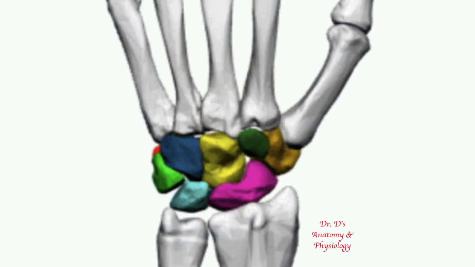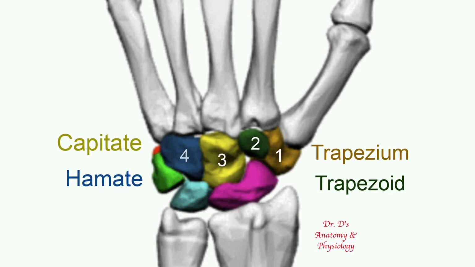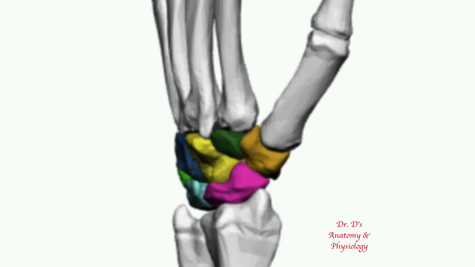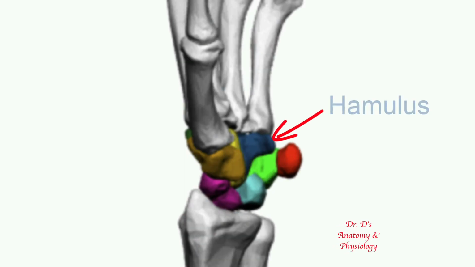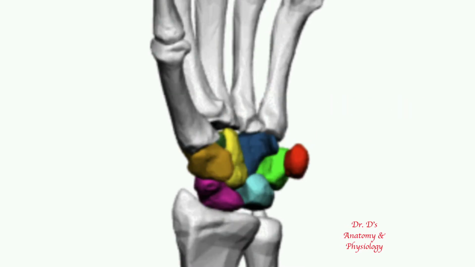Finally, the last bone in the distal row is called a hamate. Hamate means like a hook. If we turn the hand around and look at the anterior side of the bone, there is a process that looks like a hook, which is called a hamulus, or little hook. Hence the hamate is a very apt name.